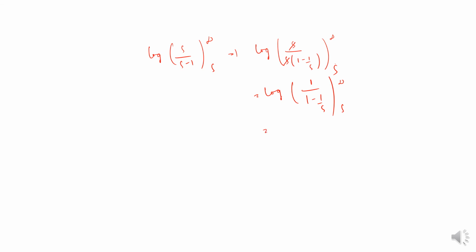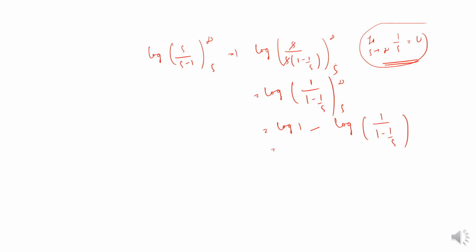S is only here, so the limit is s tends to infinity, 1 by s, 1 by infinity is 0, correct, right? This is 0. So log 1 minus log of 1 by (1 minus 1 by s). Log 1 is what, 0, right? 0 minus, what you can write, log of s by s minus 1. You minus log, then it becomes log of (s minus 1) by s. So this is the answer.